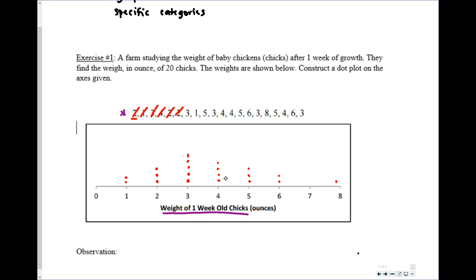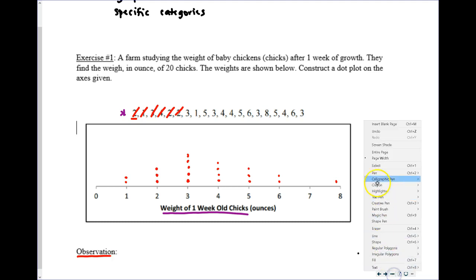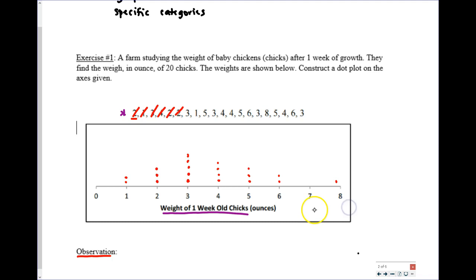When I look at this, I always want to make an observation with my data. One of my observations is that I think most baby chicks fall into this range or this number, right?